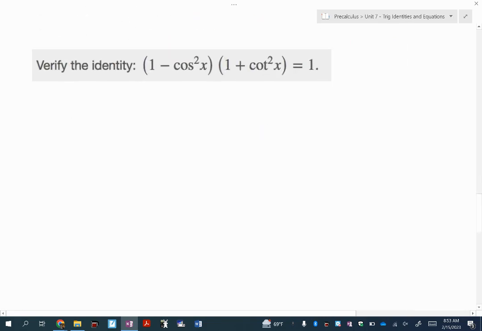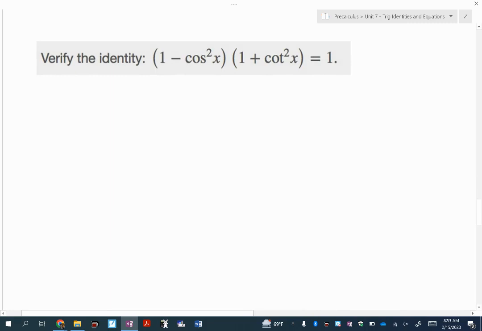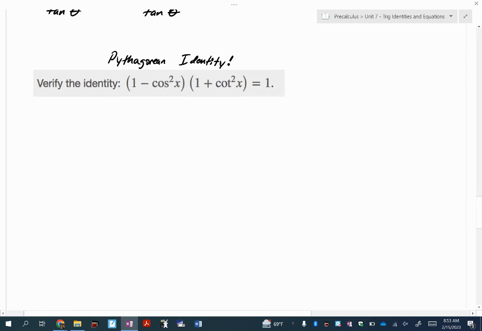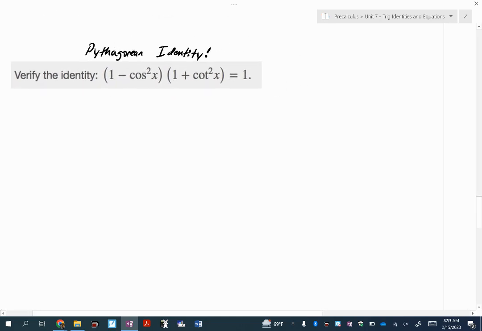Okay, so this one is saying to verify that 1 minus cosine squared x times 1 plus cotangent squared x equals 1. Now, if you wanted to, you could distribute these, but the moment I see the number 1 with a trig function squared, I'm hoping, fingers crossed, I can use a Pythagorean identity, right? And that's one of the reasons that we have to have them memorized, because at this point, if you don't have them memorized, you're like, I don't know what to do. All right, so let me check to see. I'll do the cosine squared one first.